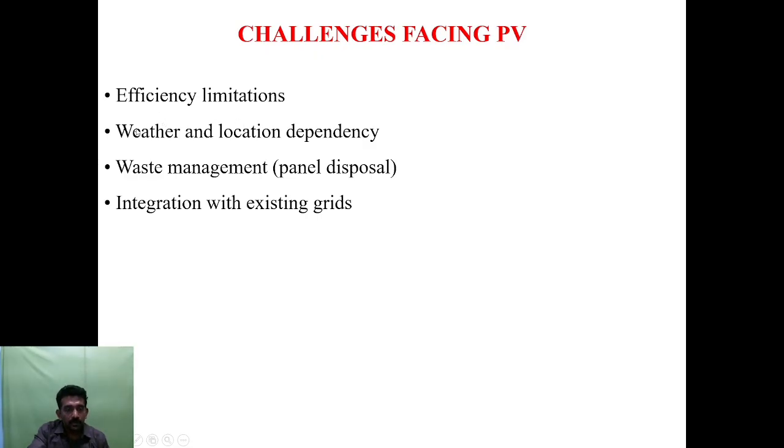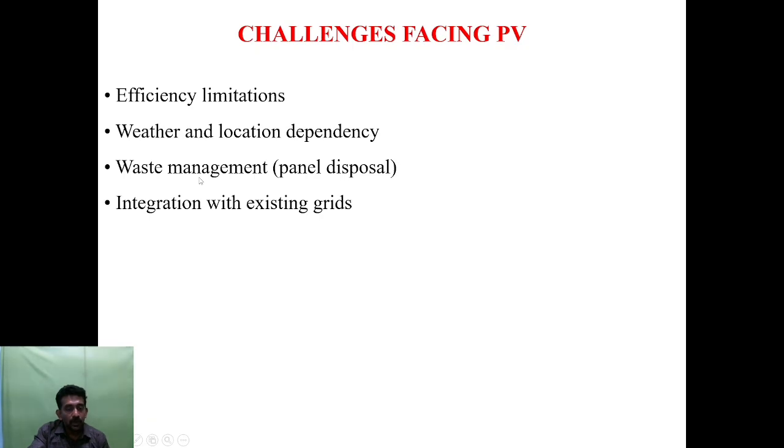And next is weather and location dependency. If there is poor weather and it is placed in a less optimal siting area, the output is highly uncertain, and in order to reduce this you have to make a lot of investigation and scrutiny regarding the weather and the location, which becomes a challenging factor for PV.